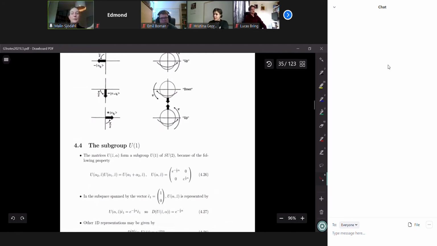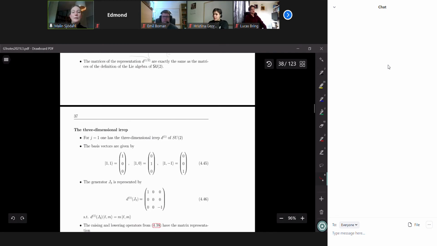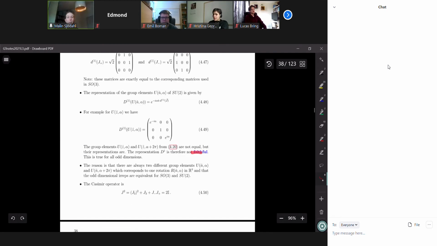So this representation is not faithful, so it's not one-to-one with SU(2). It is a representation. It has the representation property, rho of g1 times rho of g2 is rho of g1 g2, but it is not a faithful representation.